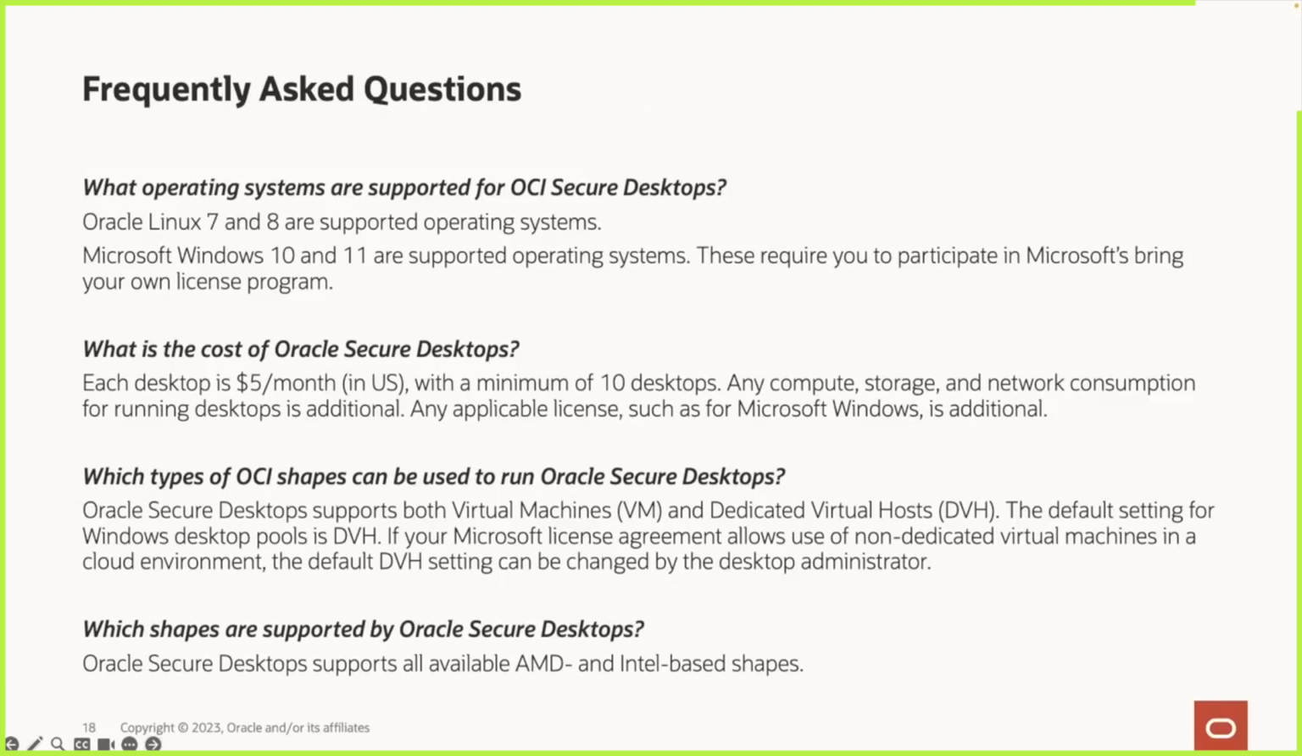Now we can use virtual machines or dedicated virtual hosts, or DVH. The default setting for Windows desktops is DVH, but you can simply change that by tagging the image so that you can use a VM, a virtual machine, for Microsoft Windows, provided that your license agreement allows you to use virtual machines in OCI. And we support today AMD and Intel-based shapes.